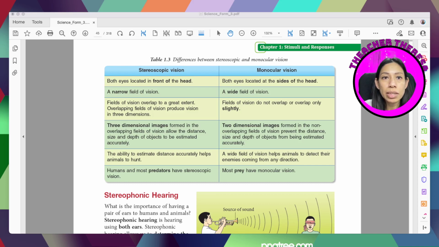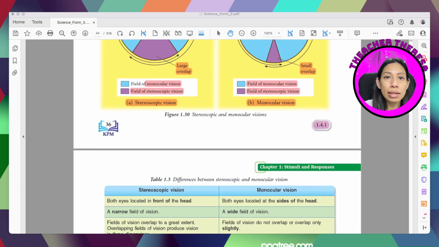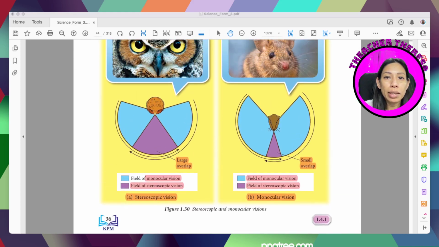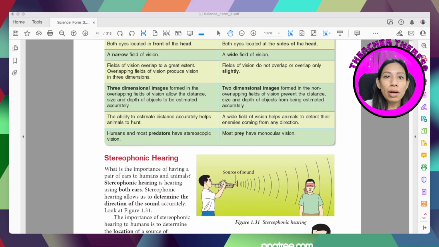Monocular will be the opposite. Stereoscopic: both eyes in front, a narrow field of vision. Narrow field of vision means we have more area. The fields overlap. Overlap meaning that if you look at the purple area, that is where the field is overlapping. So this is called the overlapping vision. 3-dimension images are formed in the purple vision, of course.